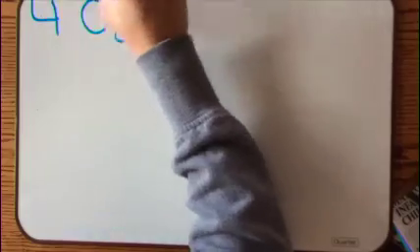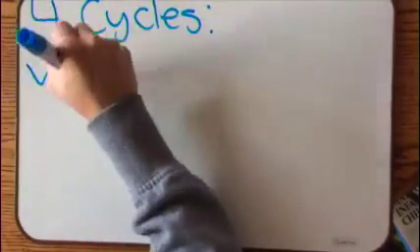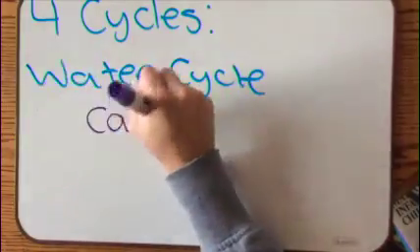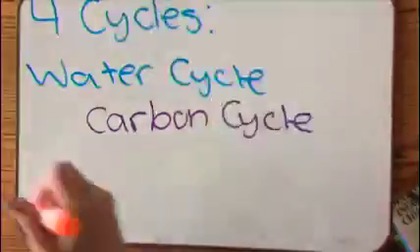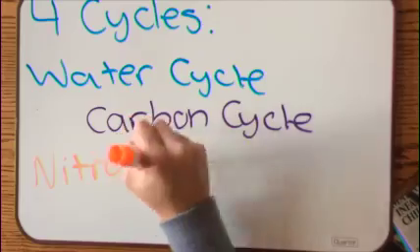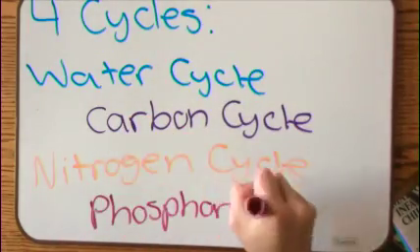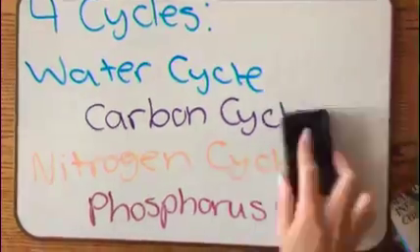Put that all together and what do you get? Biogeochemical cycles, which is the cycling of chemical elements and compounds between living and non-living parts of an ecosystem as stated by Merriam-Webster Dictionary. The four common cycles include the water cycle, also known as the hydrologic cycle, and the three nutrient cycles, which are carbon, nitrogen, and phosphorus.